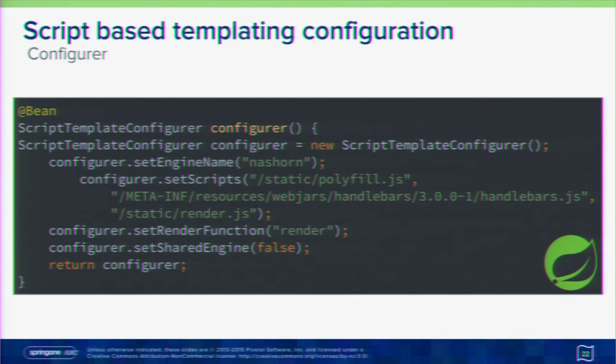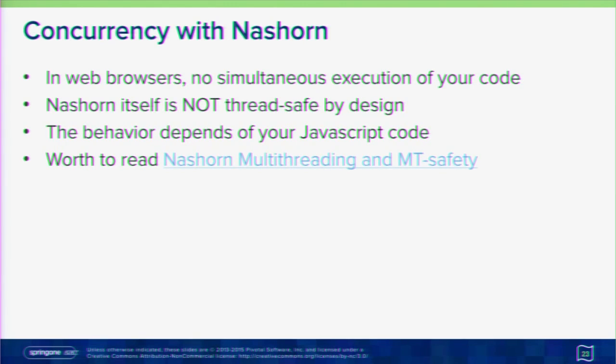And also pay attention to the sharedEngine property. We are going to detail this one in the next slide. So this is a pretty important topic with Nashorn. Concurrency is not a topic you can ignore. In your web browser, so JavaScript is expected to work in the web browser originally.